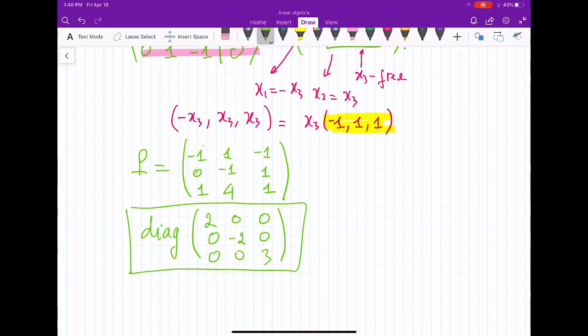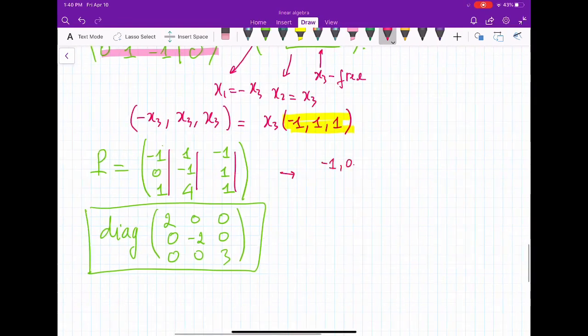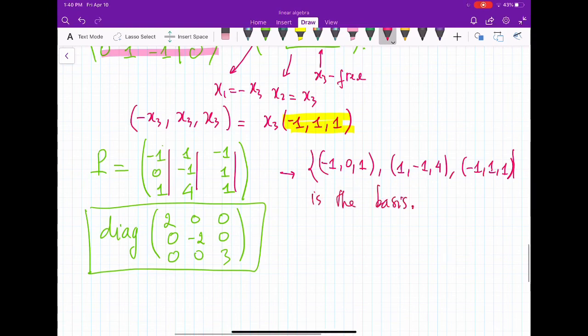Alright? So now you see, we already talked about diagonalizable linear transformation, right? And in this situation, these 3 columns will form a basis. -1, 0, and 1. 1, -1, and 4. -1, 1, and 1 is the basis. Don't forget that. And in this basis, A is diagonal.